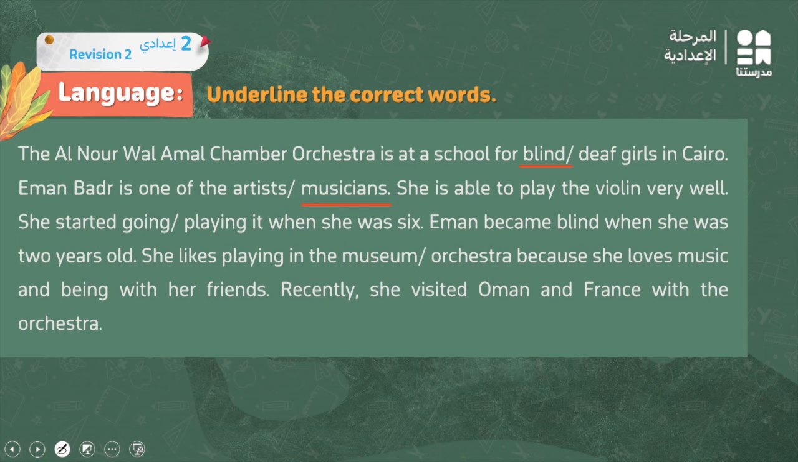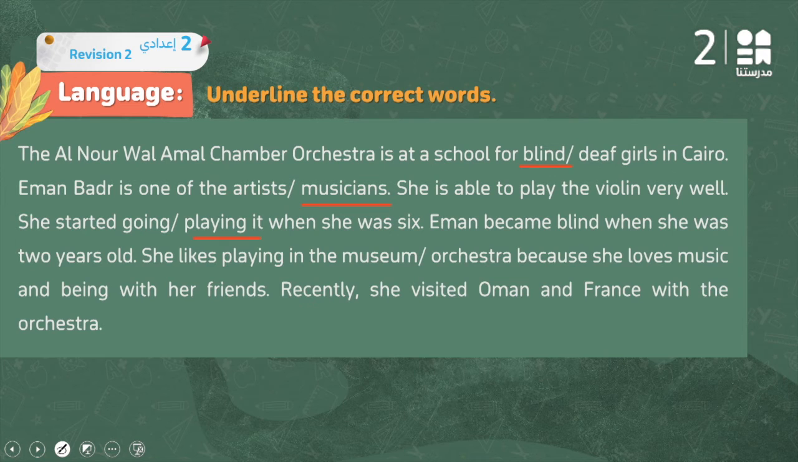Musician يعني عازفة موسيقية. She is able to, بصوا able to يعني she can يعني. She is able to play the violin. وقلنا violin is one of the musical instruments. She is able to play the violin very well. She started going or playing it when she was six. Of course, she started playing. To play the musical instruments يعني يعزف, يعزف الآلة الموسيقية.